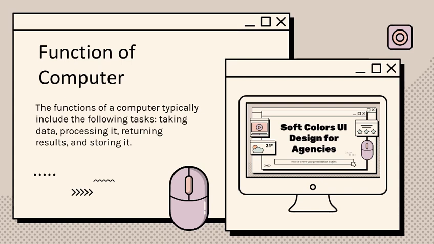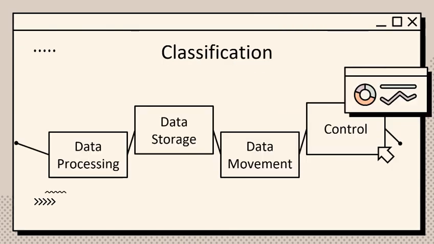The function of computer typically includes the following tasks: taking data, processing it, returning results, and storing it. To help computer systems perform these functions, computer devices can be classified as input devices, processing devices, output devices, and storage devices. These are four main functions of computer: input, processing, storage, and output devices. Classification: data processing, data storage, data movement, control. These are four classification of function of computer.